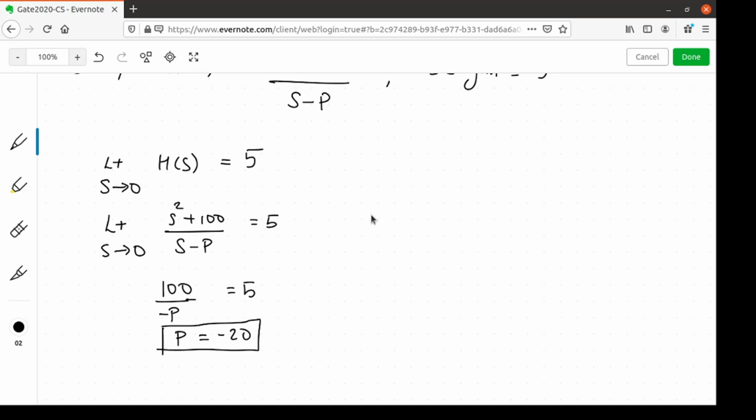Now we'll substitute this into H(s). H(s) equals (s squared plus 100) divided by (s minus minus 20), so it will be s plus 20. So the pole is at minus 20.